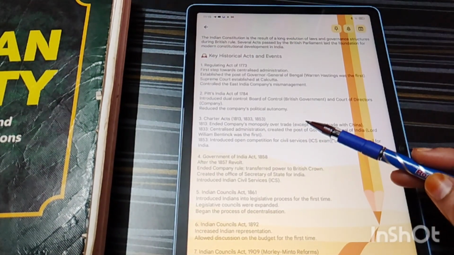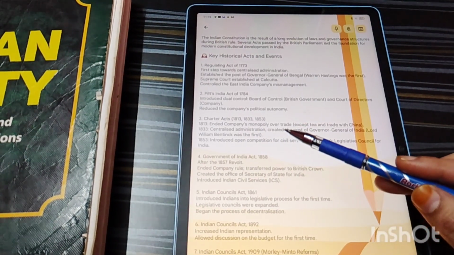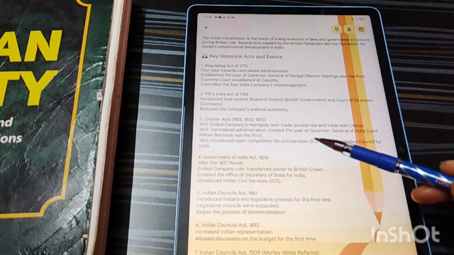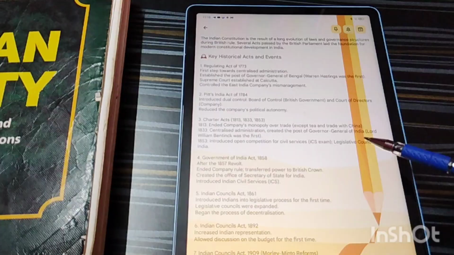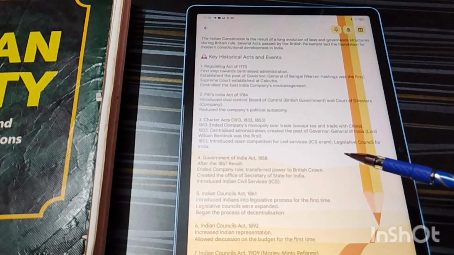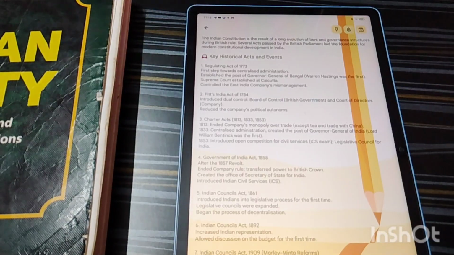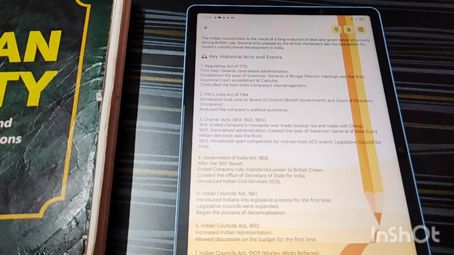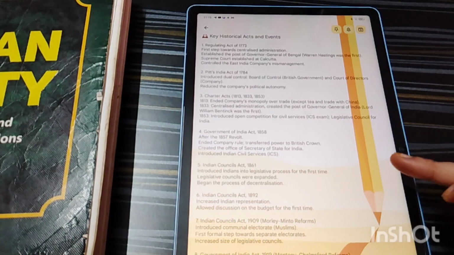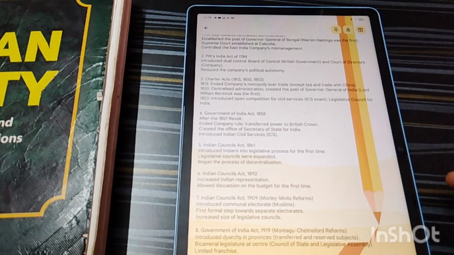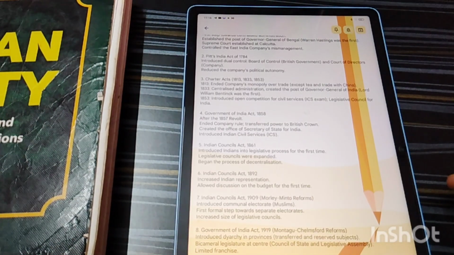Now let's see, friends, key historical acts and events. The first act was the Regulating Act of 1773. It was the first step towards centralized administration and established the post of Governor General of Bengal. Warren Hastings was the first, and the Supreme Court was established at Calcutta, which controlled the East India Company's mismanagement. This was the first attempt by the British Parliament to regulate the East India Company. It created the post of Governor General of Bengal, and Warren Hastings became the first Governor General of Bengal. The Supreme Court was established in Calcutta.